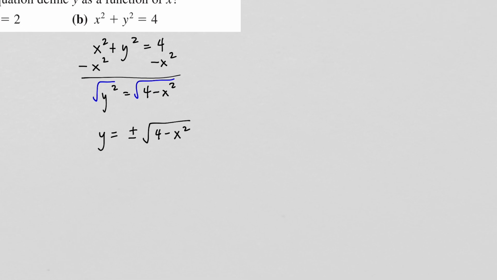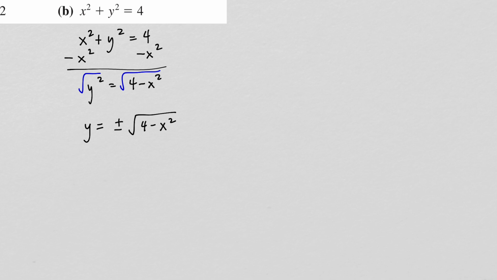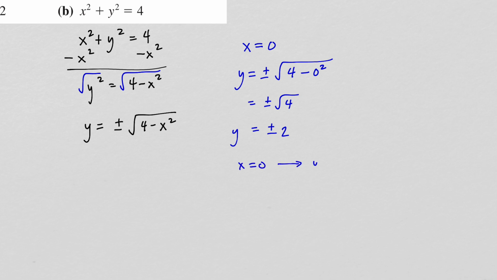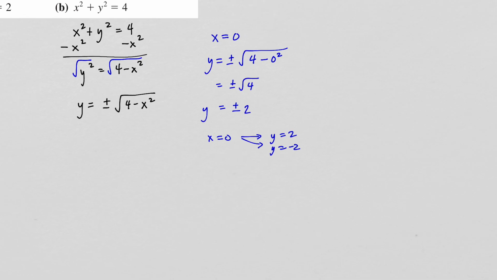Now, anytime y is plus or minus, you're not going to have a function. Let's assume that I choose to plug in the number x equals 0. When you plug in 0, you get y equals plus or minus the square root of 4 minus 0 squared. This is plus or minus the square root of 4, which is plus or minus 2. So notice that when you plug in x equals 0, you're getting y equals 2, but you're also getting y equals negative 2. So you're getting two values of y for a single x value. This is not a function.